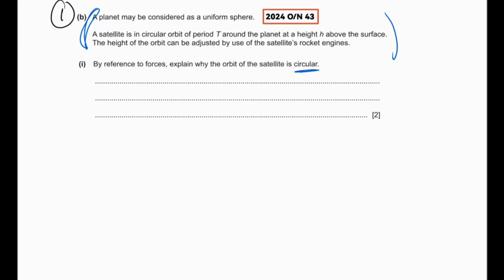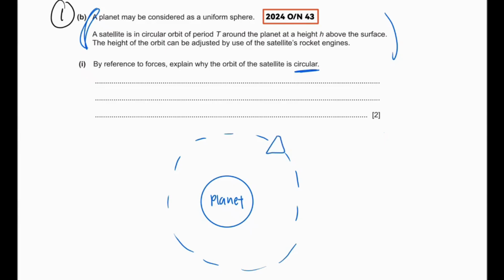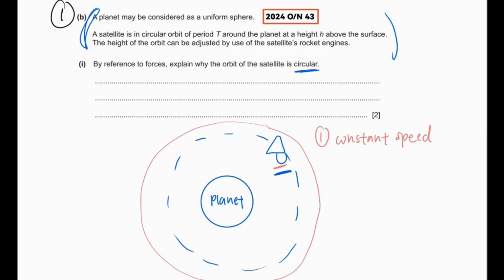Alright, so allow me to illustrate this using a diagram. We have a planet here, a nice round planet, and the dotted circle around the planet is the orbit of the satellite, and this is my beautiful satellite. Now I know it doesn't really look like a satellite, but you get the idea, right? This satellite is moving around the planet in its orbit at a constant speed.